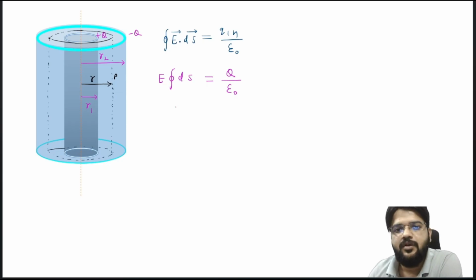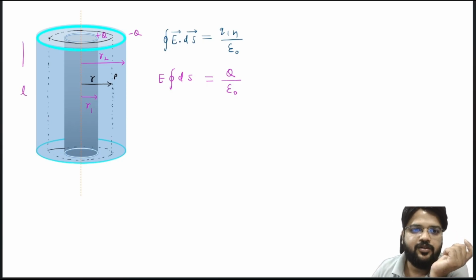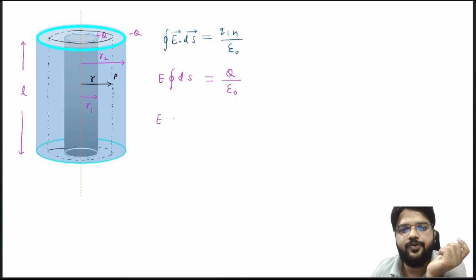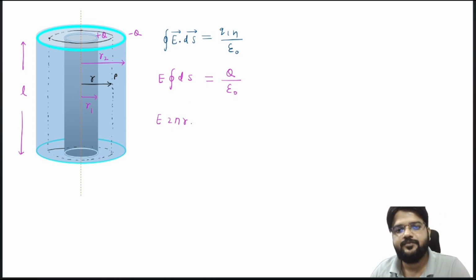Alright. If I do the closed integration of this ds, what is it? It is the element present on this curved surface, correct? If I add all the small elements present on this curved surface, it is equal to the surface area of the cylinder, which is 2 pi RL. Let's suppose the length of the cylinder is L, everyone. So E into 2 pi RL, where 2 pi RL is the surface area of the cylinder, equals Q by epsilon naught.